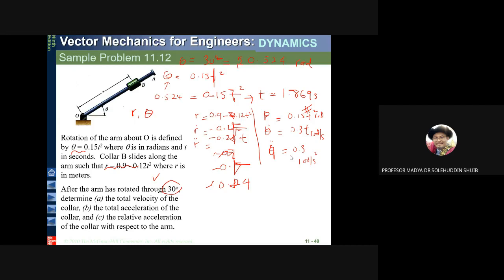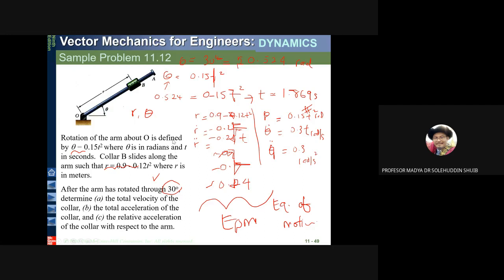So this is what we call equation of motion. All of this we call equation of motion. These two we call equation of motion. All right, this is the first part.